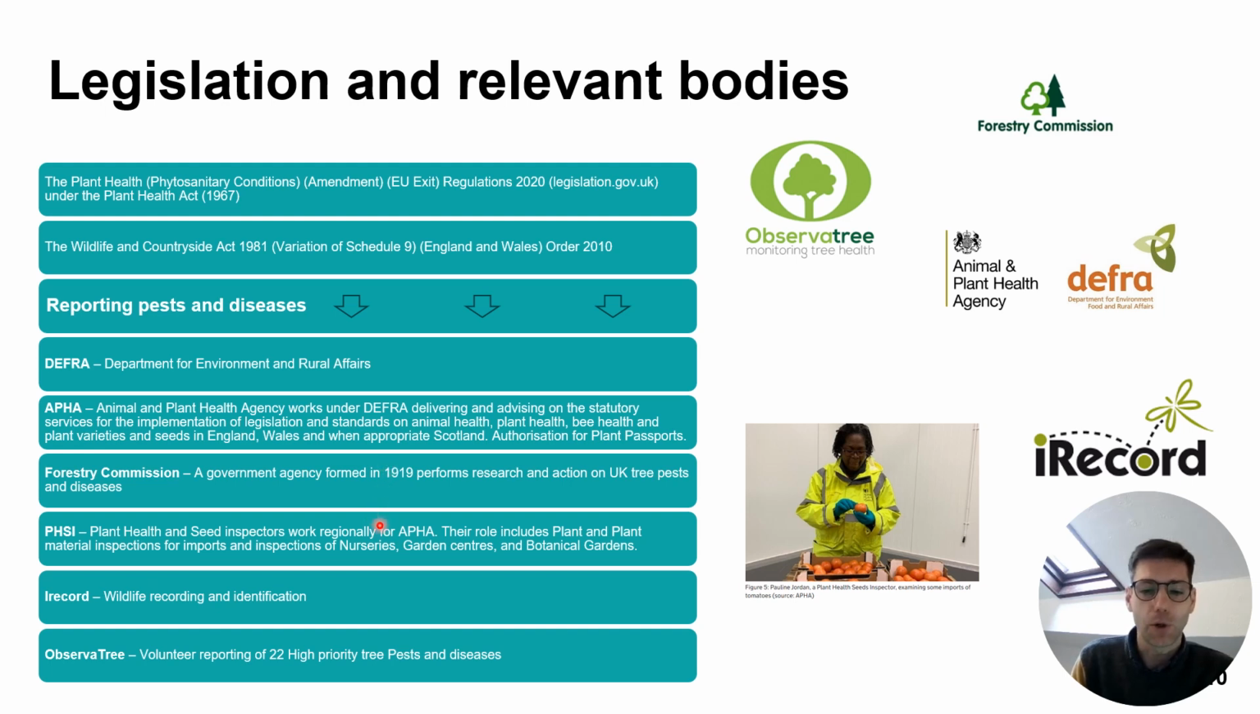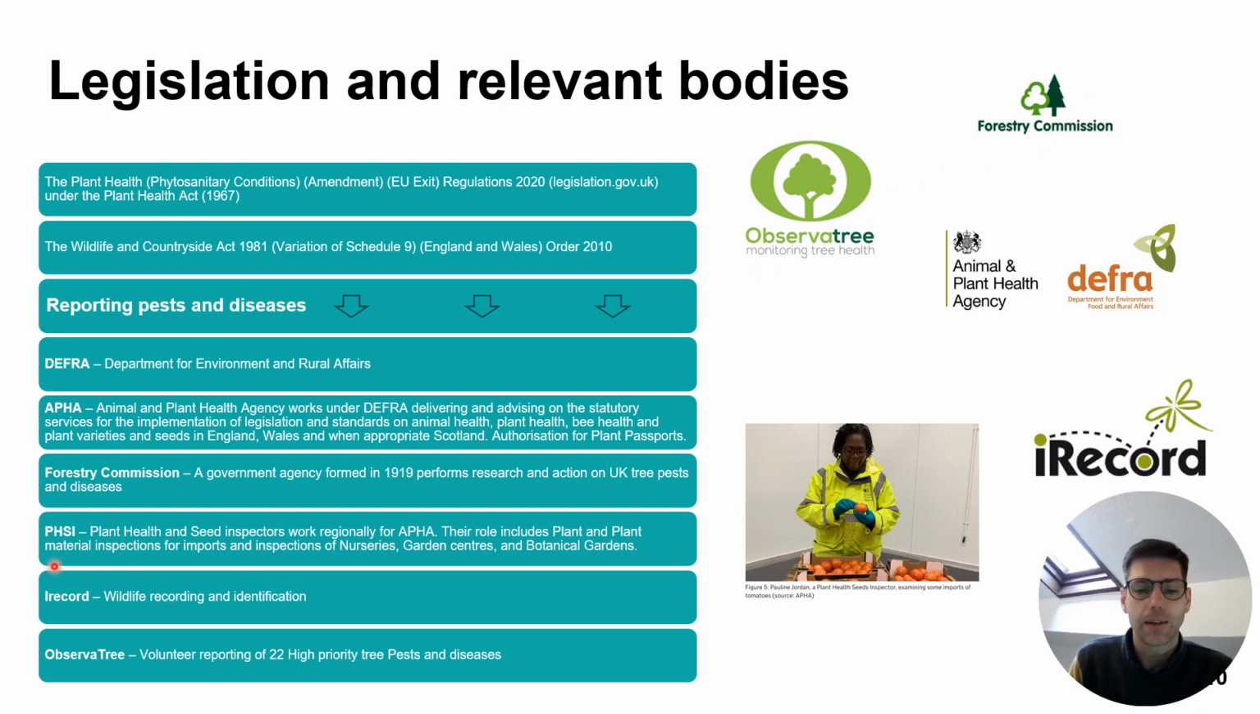Now, the Forestry Commission is here. This is a government agency formed in 1919, and they perform research and action on UK tree pests and diseases. So that's mainly for forestry, but in terms of our own native woodlands, they will also be researching things like ash dieback, which is a huge issue at the moment. And we have ash everywhere, not just in forestry plantations, but in our own woodlands as well.